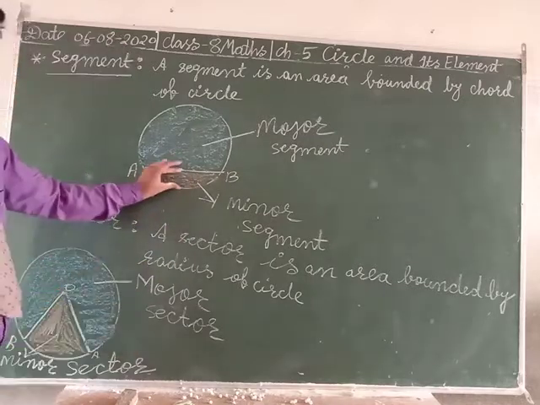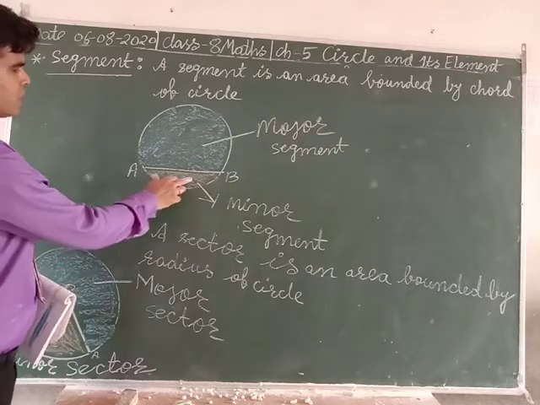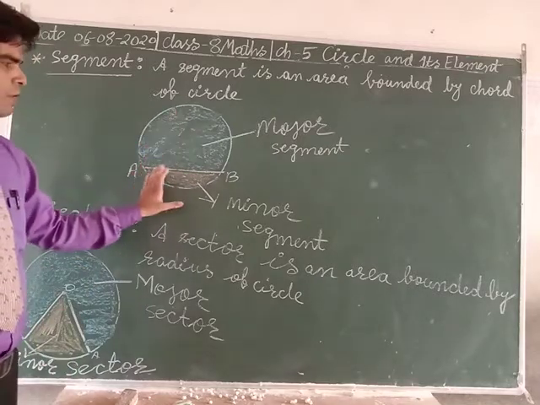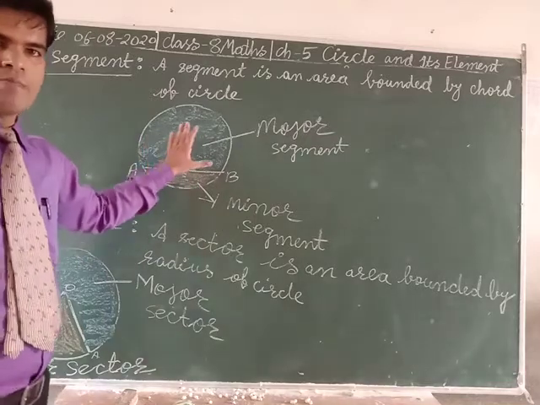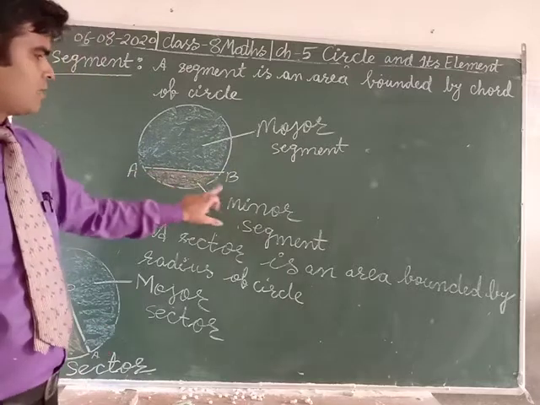The smaller area, this is a minor segment. And this blue color area is big and it is also bounded by chord AB. So it is a major segment. Okay students, see, this is a major segment and this is a minor segment.